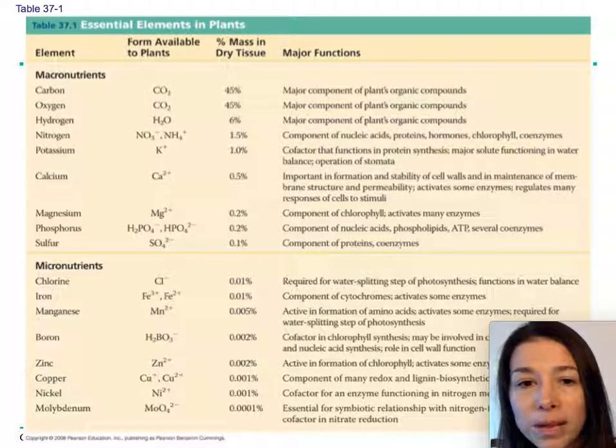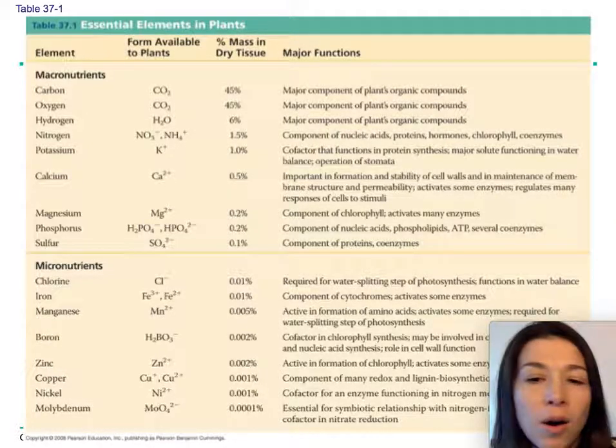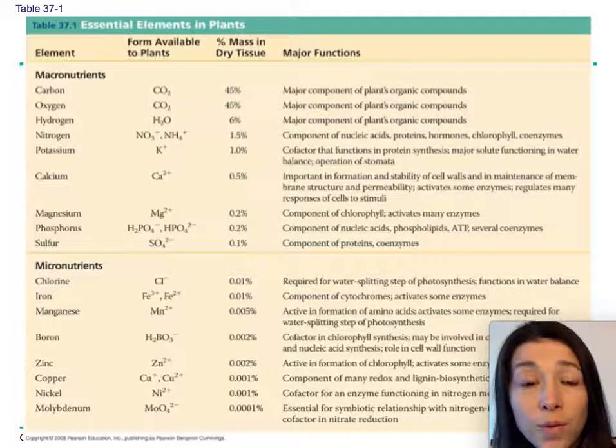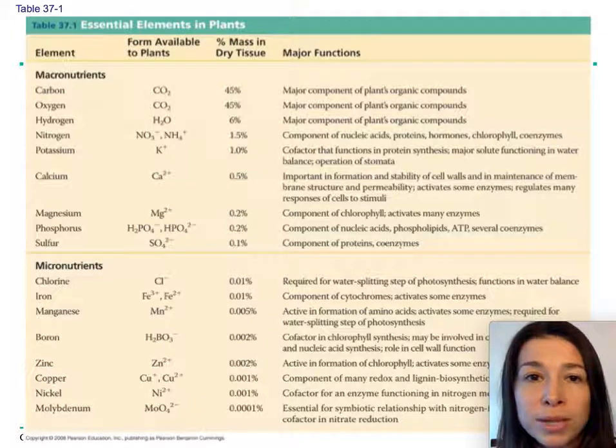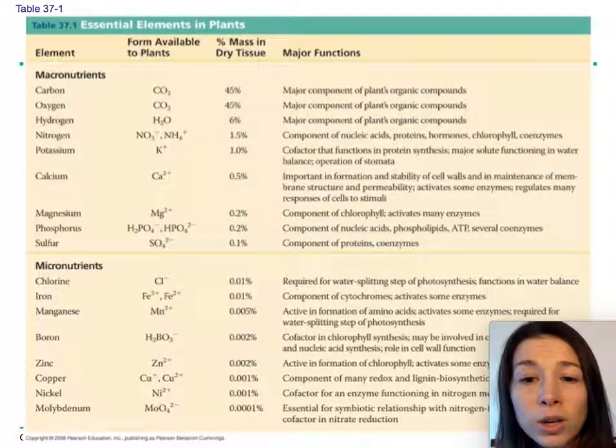1.5% of the plant is nitrogen. If we dry out the plant and just see what all the different elements are, 45% of the plant is carbon. So when we say we are a carbon-based life, here's the proof. If you take a plant, dry it out, and separate it into elements, 45% of those elements are carbon. So we are indeed a carbon-based life.